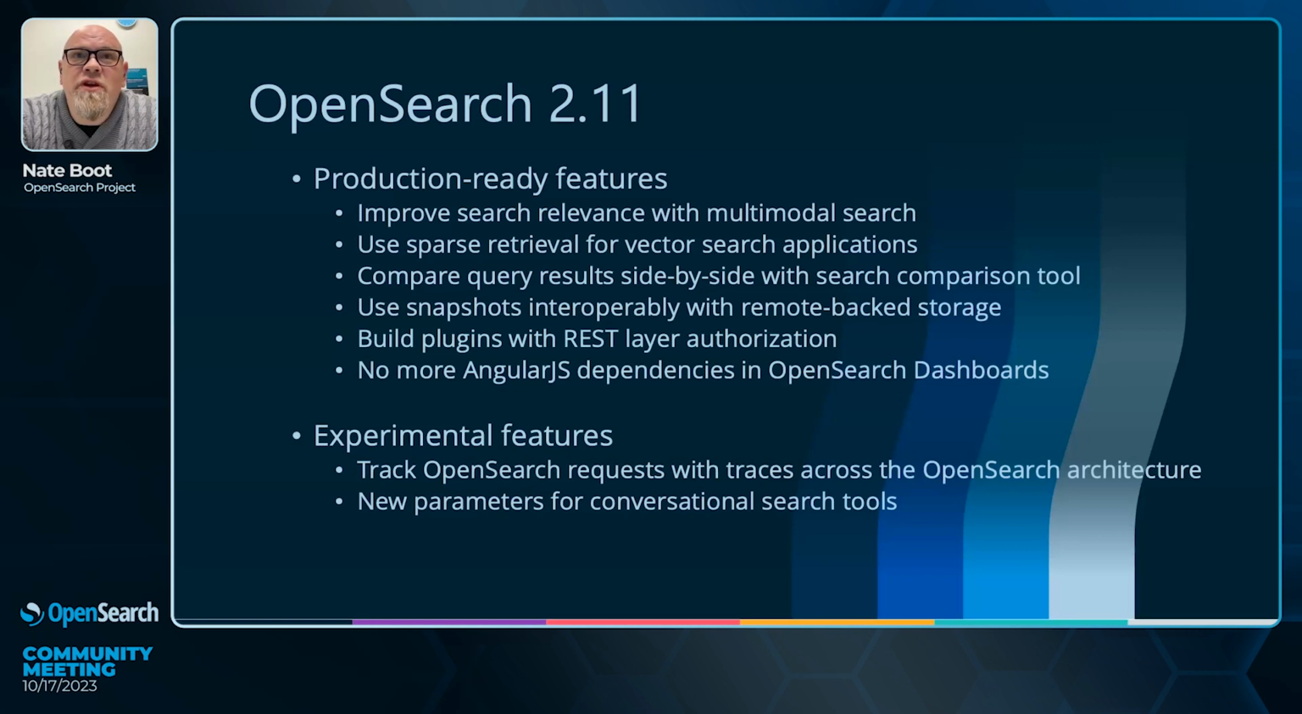Track OpenSearch requests with traces across OpenSearch architecture. New parameters for conversational search tools. So I think with the ML plugins, we've got a conversational memory now where we can specify a conversation ID. And if you're having a conversation with an NLP AI model or something, you should be able to maintain your conversation history by passing certain conversation IDs. And I think that's going to be pretty cool because that paves the way for a genuine NLP kind of UI that we can make to interact with that stuff, if you're into that kind of thing.